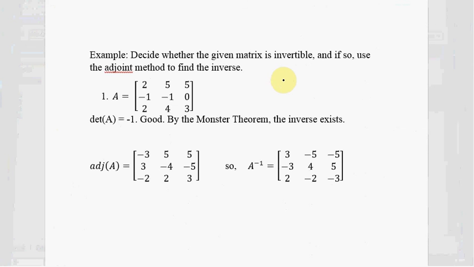Decide whether the given matrix is invertible. If so, use the adjoint method to find the inverse.